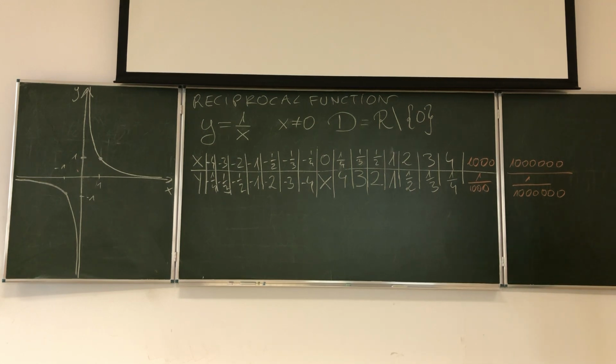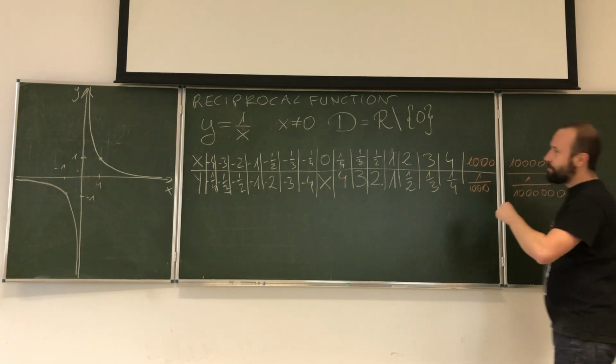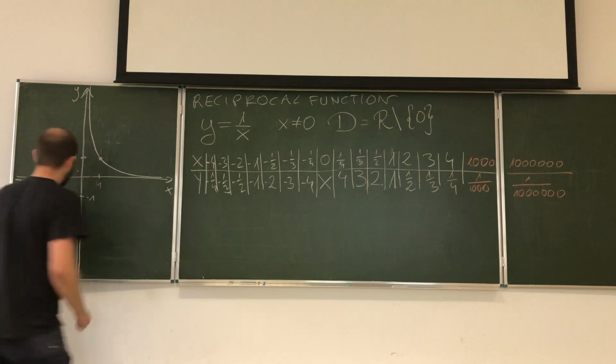So we cannot elaborate on this that much at the moment. But we clearly see that values of this function are getting smaller and smaller and smaller, but they never get to x-axis. And what about what is happening over here?